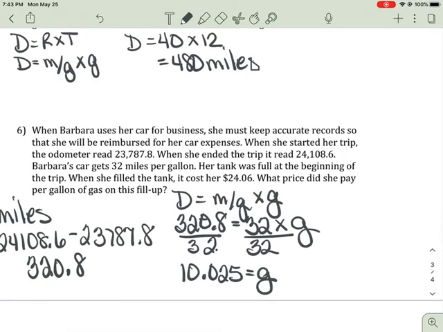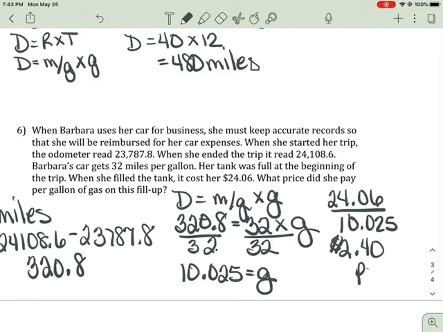We're not quite finished because we have to figure out what price she paid per gallon when she filled this up. So we're going to take her price and divide it by the number of gallons, and that's going to give me her price per gallon. So when I divide those two, I get $2.40 per gallon.